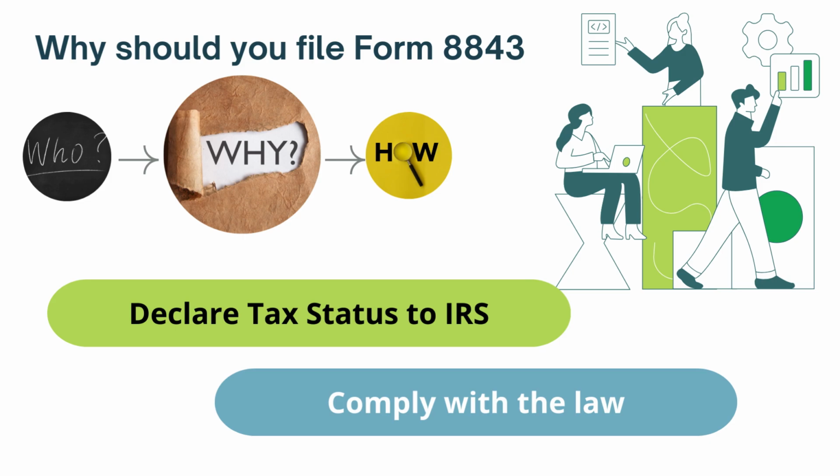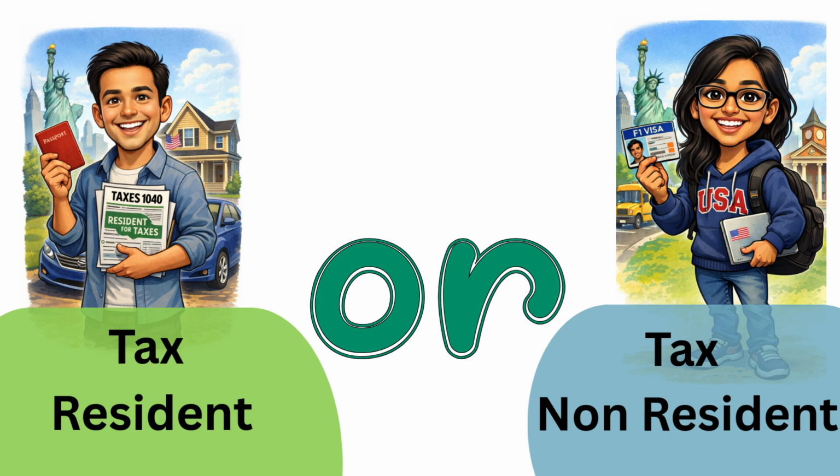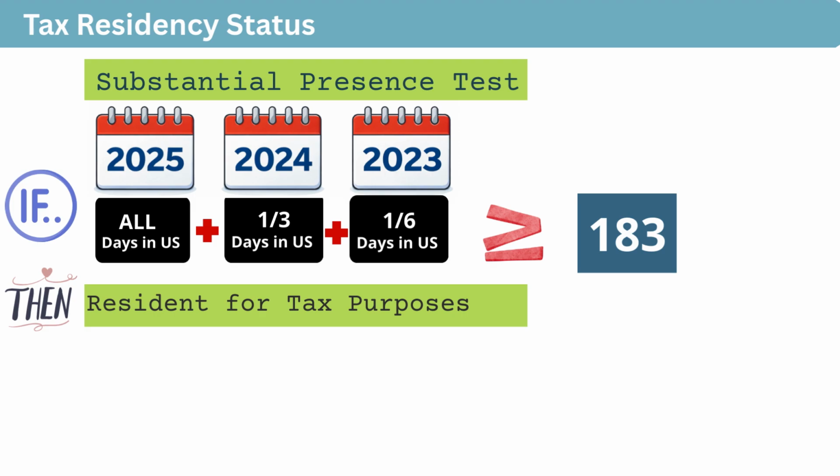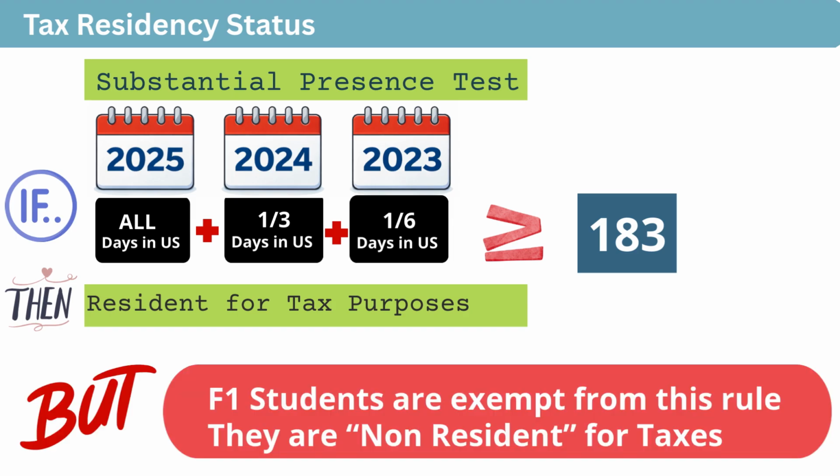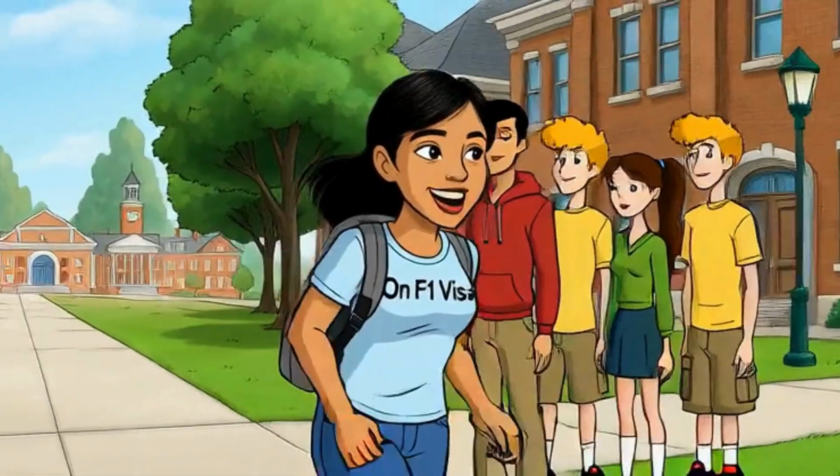Now let's understand the why part of it. Why do you need to file this form? When you file a tax return with the IRS, you file it either as a tax resident or as a tax non-resident. Now how do you decide if you are a tax resident or a non-resident? To find that out, there is a test called the substantial presence test. The formula for calculation is given here on the screen. But you don't have to really get into these details since F1 students are exempt from this rule, and even if they fulfill the conditions, they are considered as non-resident for taxes.